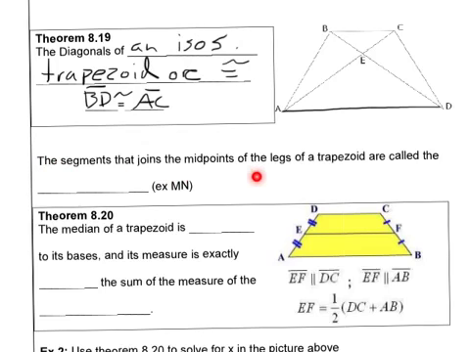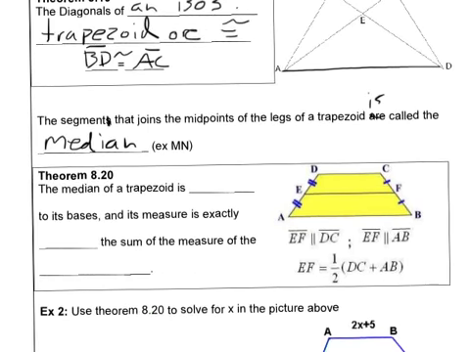The segment that joins the midpoints of the legs of a trapezoid is called the median. And this is actually a typo. It should say the segment that joins the midpoints of the legs of a trapezoid is called the median. So that makes a little bit better sense there. So median, that's this guy right here. See this thing here, EF? That is a median. And it's connecting the midpoint of this leg and the midpoint of that leg. Now this is what's important about the median. The median of a trapezoid is always parallel to its bases, and its measure is exactly 1/2 the sum of the measures of the bases.